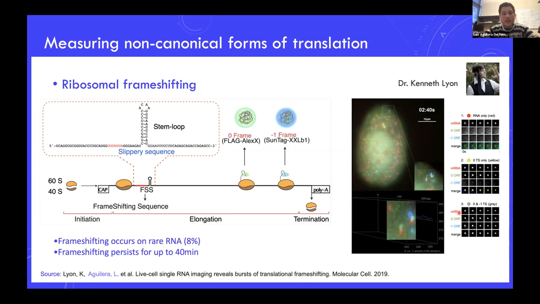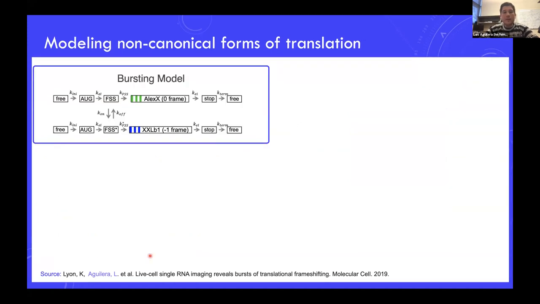So I must say that a lot of this is in the paper, but I don't have a lot of time to talk about it, but I can say super fast that frame shifting is very rare. We only observe it 8% of the time, but it's very persistent. It can last for 40 minutes.